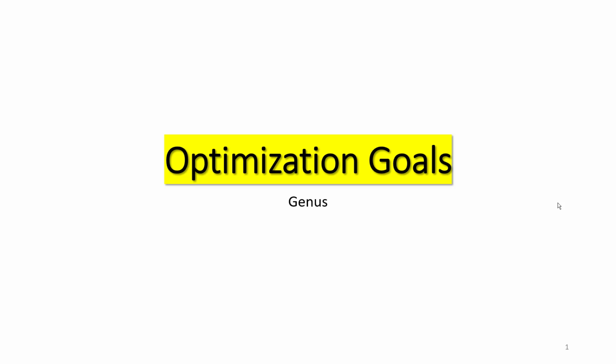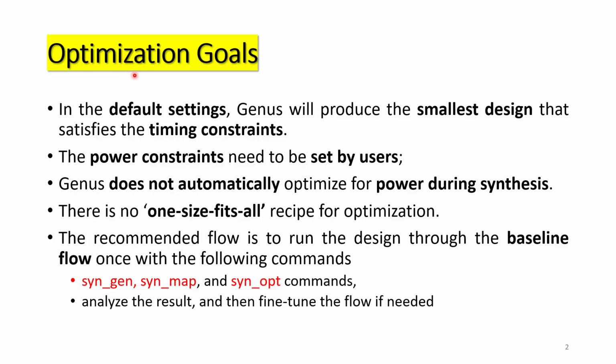Let us see what the optimization goals are in Cadence Genus. In the default settings, Genus will produce the smallest design that satisfies the timing constraints. So it will focus mainly on timing by using the HDC constraints. The power constraints need to be set by the user.